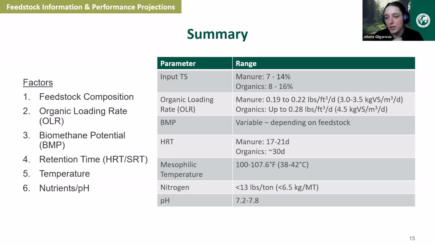One thing that I did want to note is there are also limiting factors on nutrients and pH. So for nitrogen, we tend to try to keep it below 13 pounds per incoming ton of material, which is less than 6.5 kilograms per metric ton for metric units. And then on pH, between 7.2 to 7.8 is ideal for methanogenesis, which is the crucial step in the biological process for biogas production, while accommodating the other steps as well.